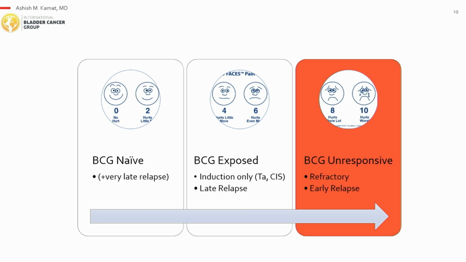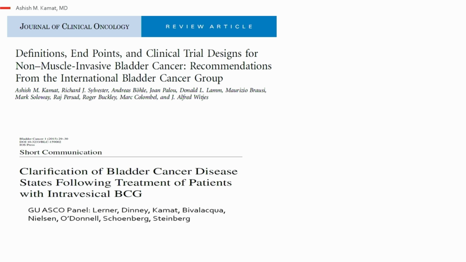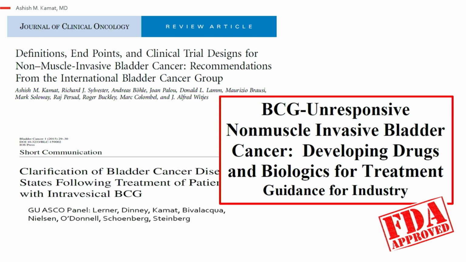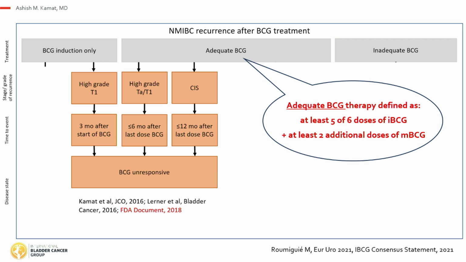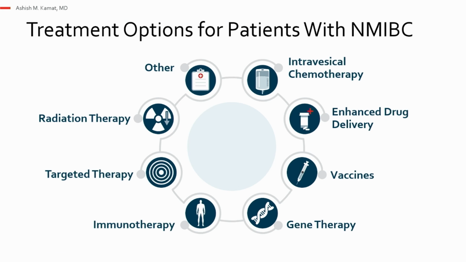We use BCG response to classify patients as BCG naive, BCG exposed, and BCG unresponsive. That BCG-unresponsive definition was proposed to the FDA by the GU-ASCO group and the IBCG, and it was adopted. But what is that essentially? A patient has to have adequate BCG, which is 6 weeks of induction instillation and at least 1 attempt of maintenance. If that occurs, and the patient then has T1 disease at the first look, or CIS recurring within 12 months, or papillary disease recurring within 6 months, then that's considered BCG-unresponsive disease.